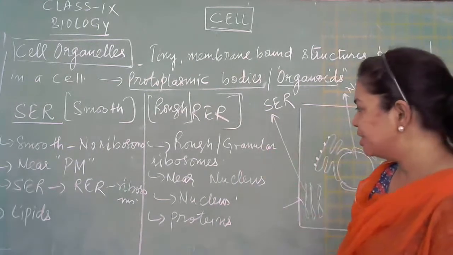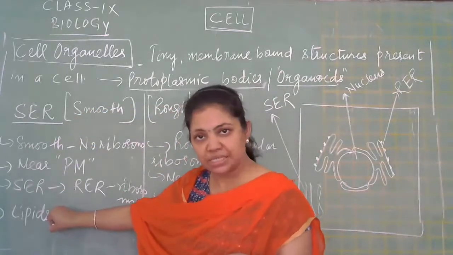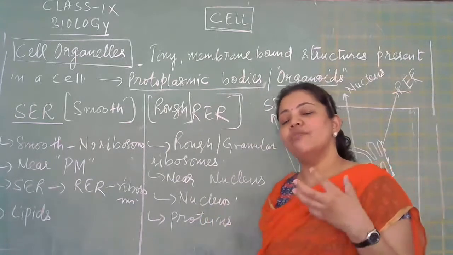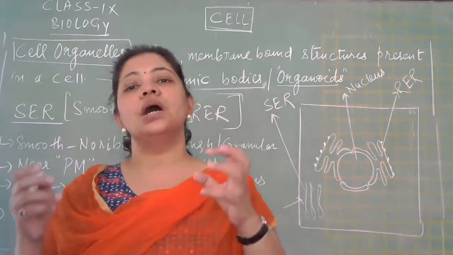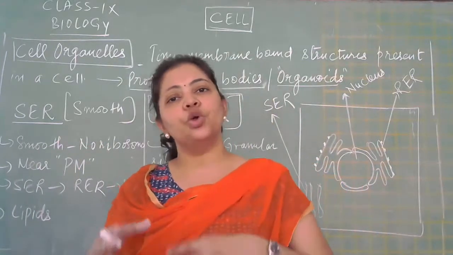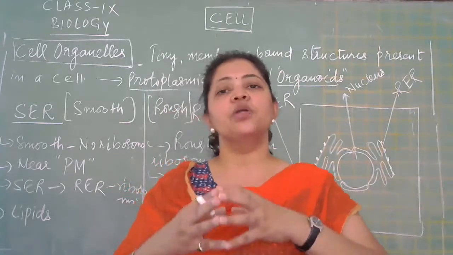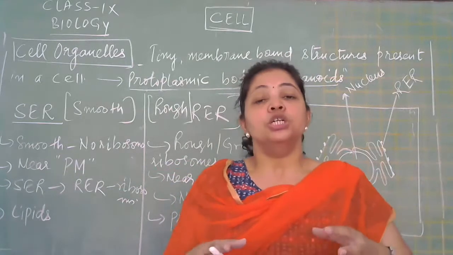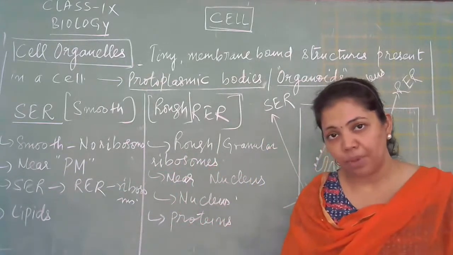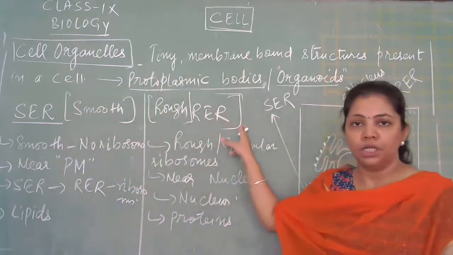Right? So, children, just now I told you that SER synthesizes lipids and RER synthesizes proteins. And you have also discussed that the plasma membrane is basically made up of lipids and proteins. There you have studied about its trilaminar structure, that 2 layers of lipids and 1 layer of protein, right? So those lipids and proteins which together make up a plasma membrane are synthesized from SER and RER, right?